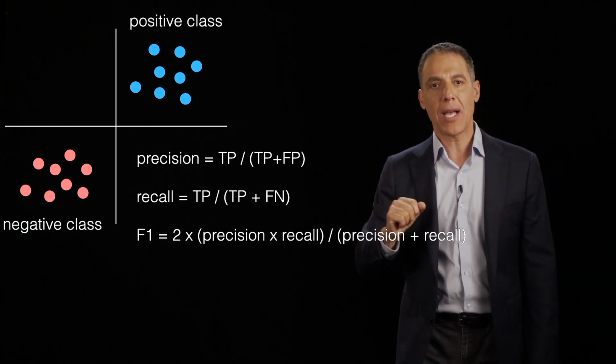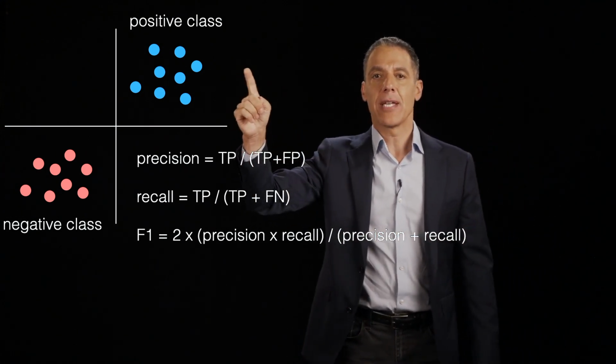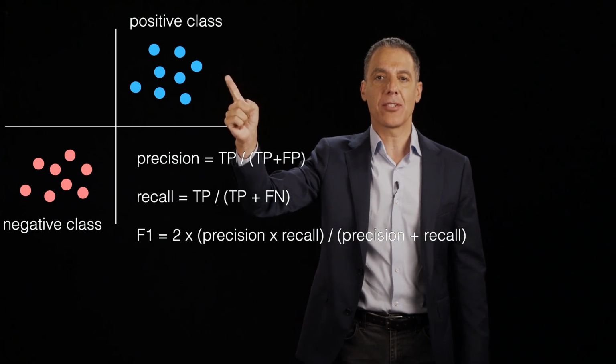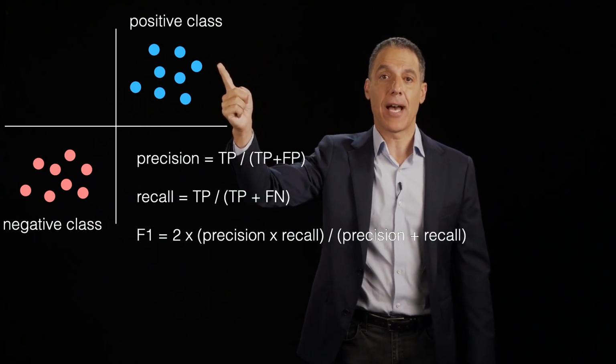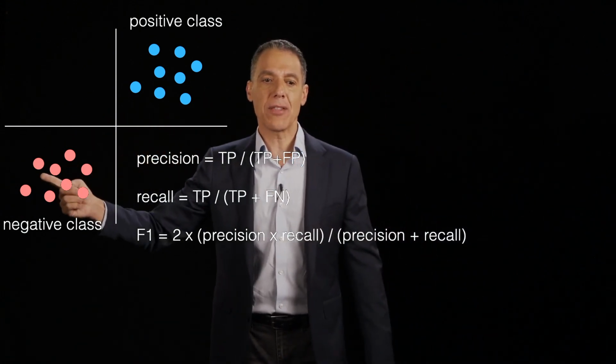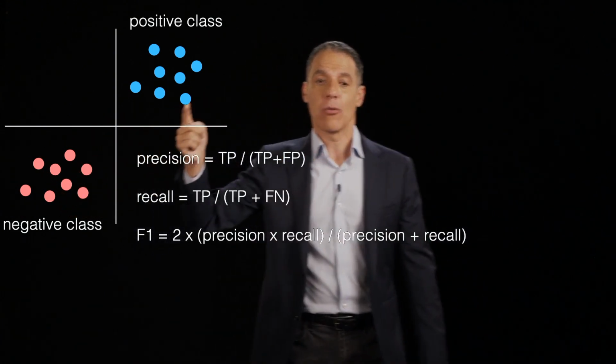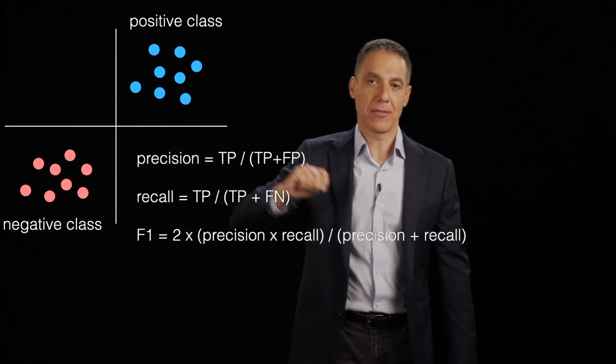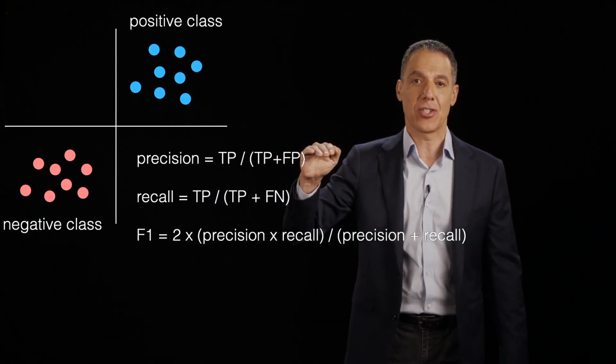All right, what's the true positive rate? The true positive rate is how many things in the positive class got classified as being in the positive class. And the false positive rate is how many things that are in the negative class were predicted as being in the positive class. Okay, so that's the precision.